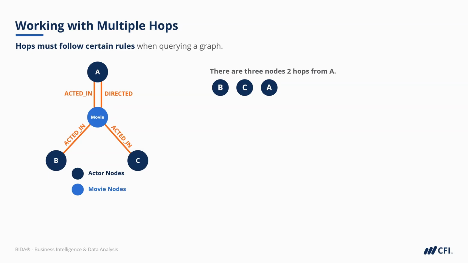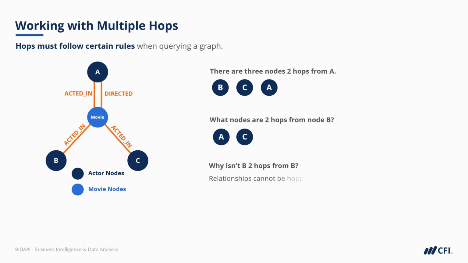We can go down one and back up the other, as long as we haven't restricted the direction in our query. But how many nodes are 2 hops from node B? Well, in that case, we just have node A and node C. So why isn't B 2 hops from B? Well, we cannot use the same relationship more than once.